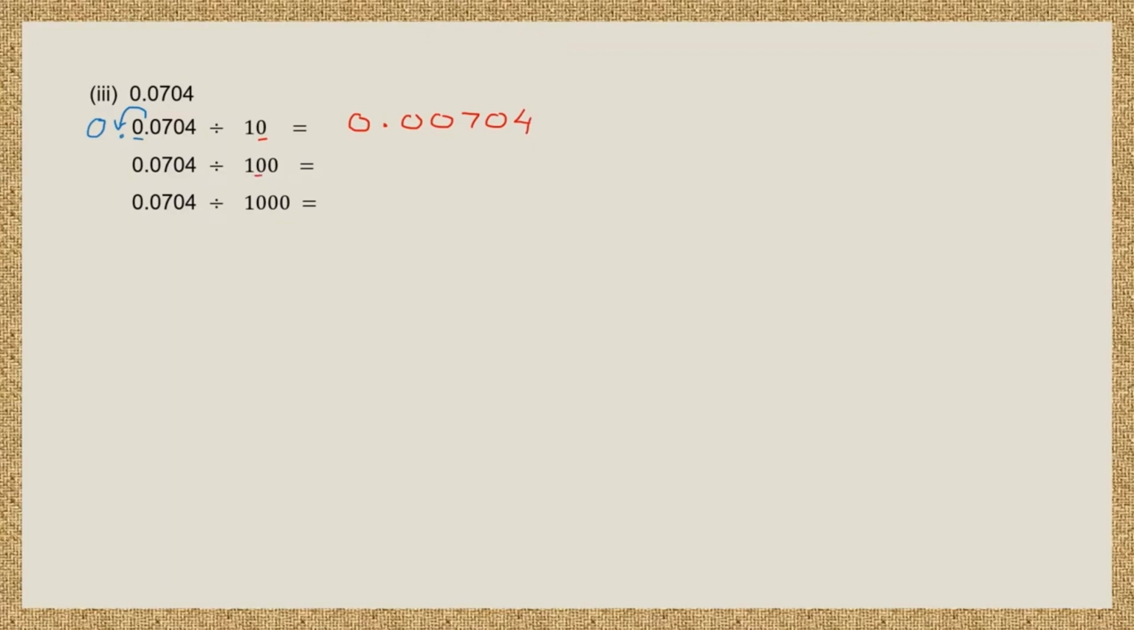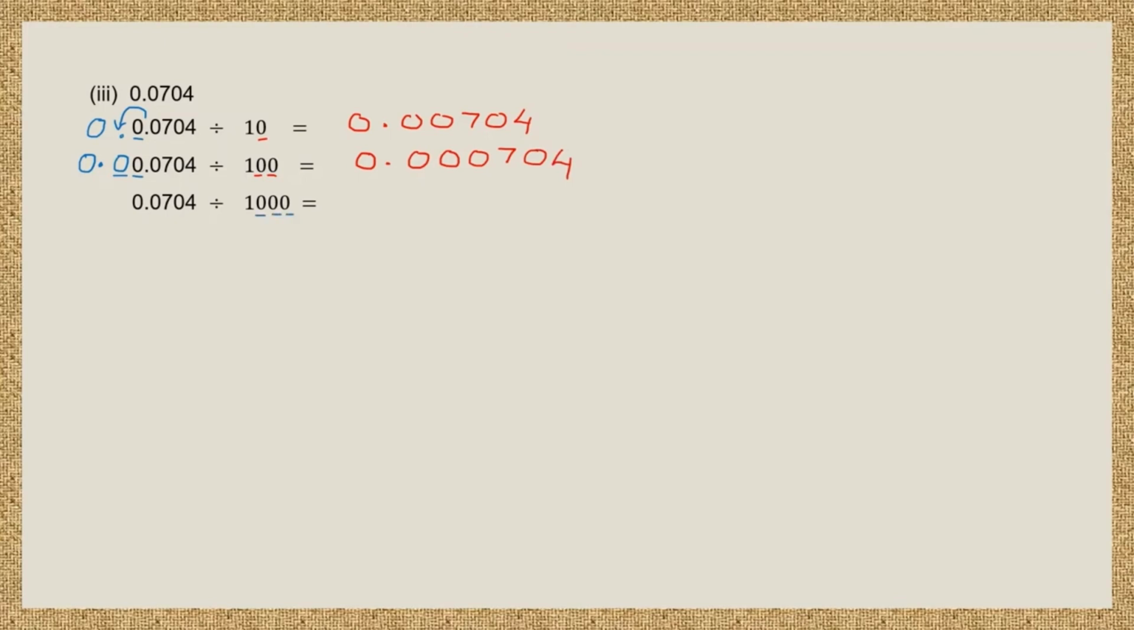Division by 100. There are 2 zeros. So let's be very careful when we do this. 2 zeros, so 2 places to the left. So 1 place, then I have 1 more place, and then I put my point. Let me fill in all this with zeros. 0 here and a 0 there. So what is my answer? 0.0000704.